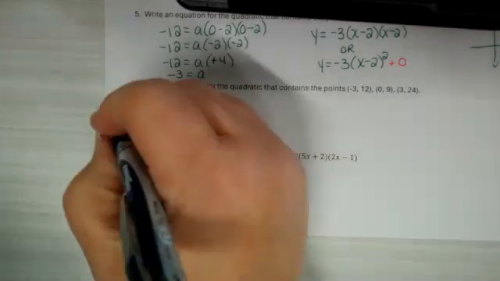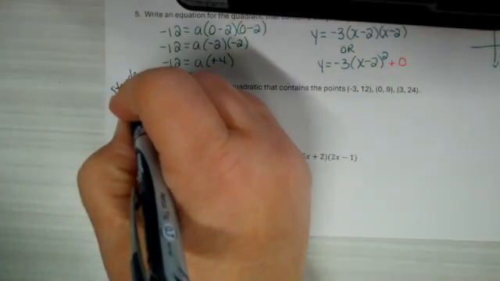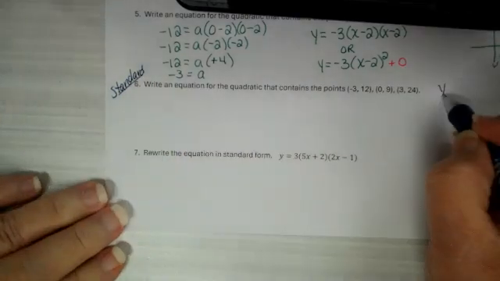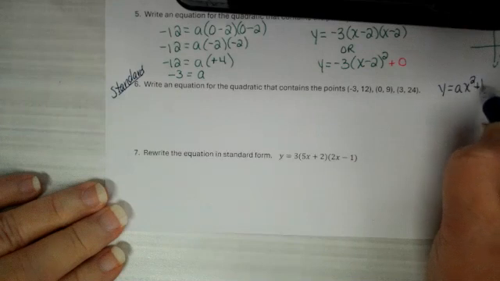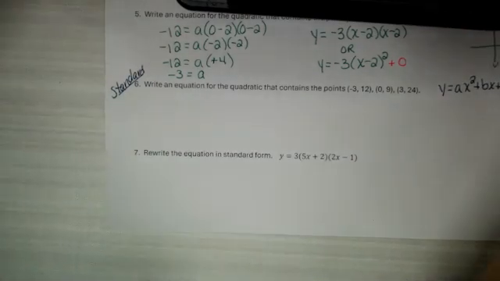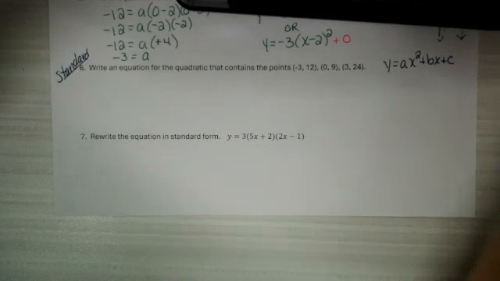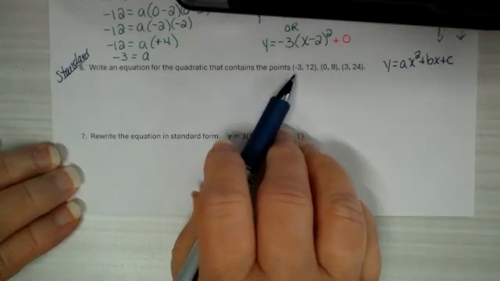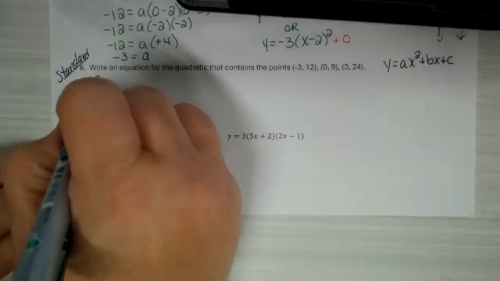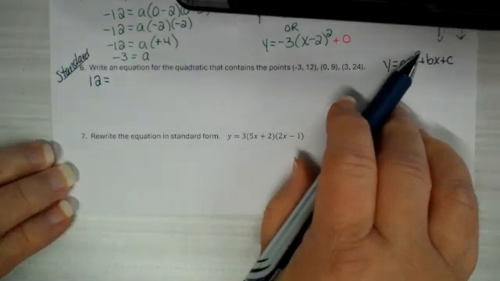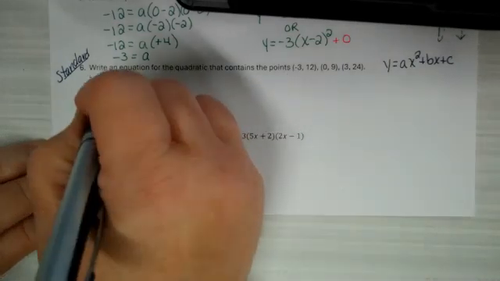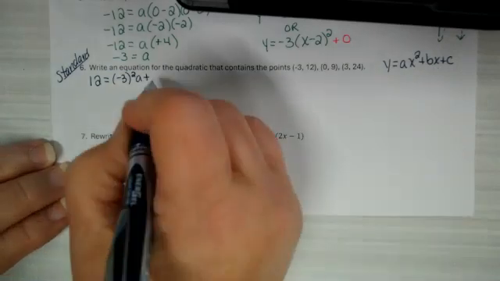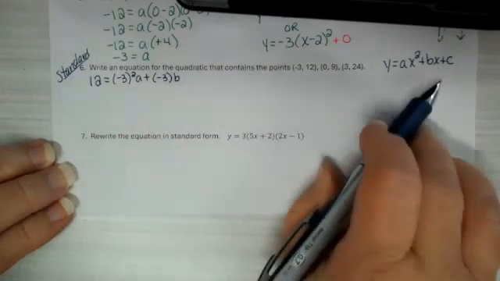So in this one, we're going to use standard form, and we're going to have to put our little thinking caps on. So standard form, remember, was y equals ax squared plus bx plus c. We're going to do an equation for each of these. We're going to end up with 3 equations. So this one, y is 12 equals a times negative 3 squared plus b times negative 3, plus c.